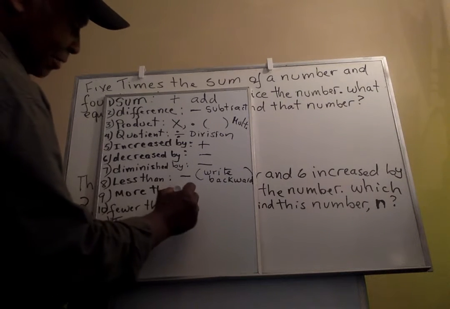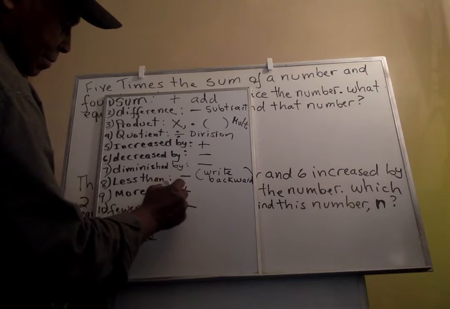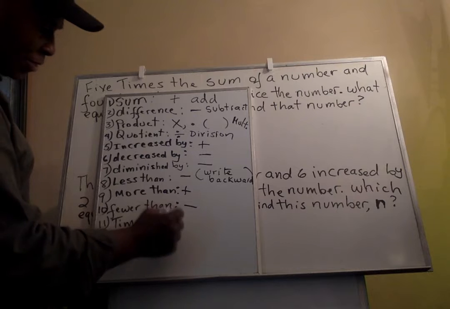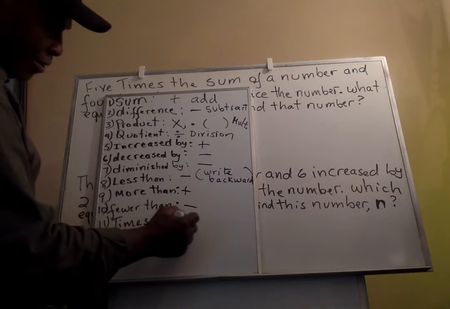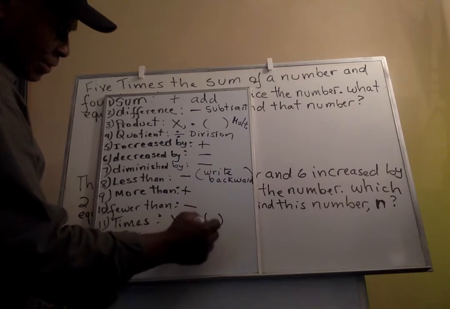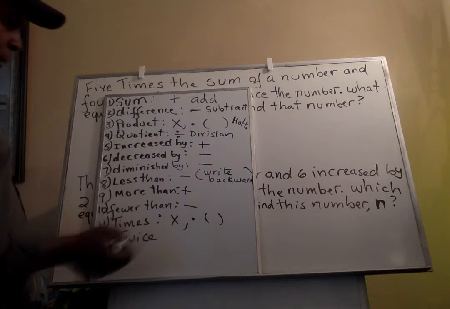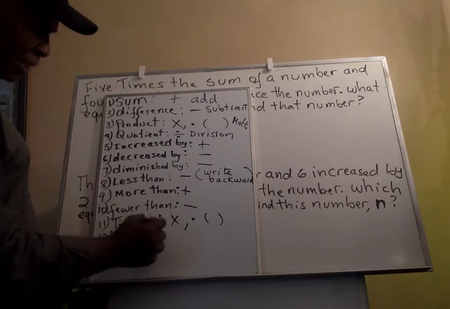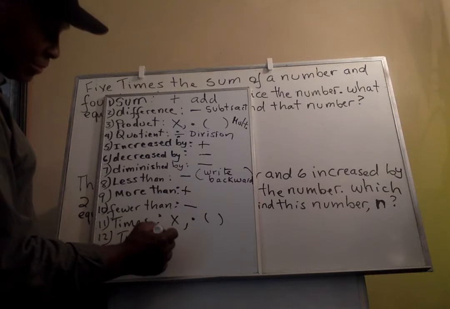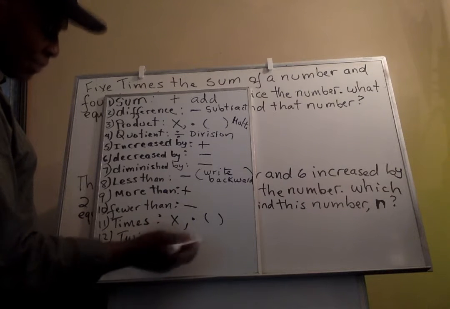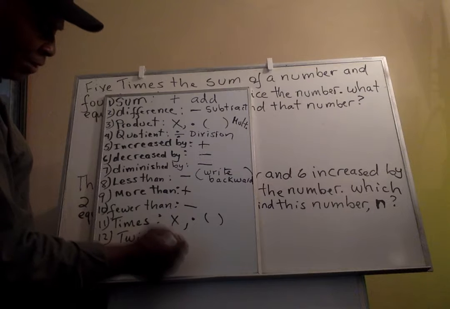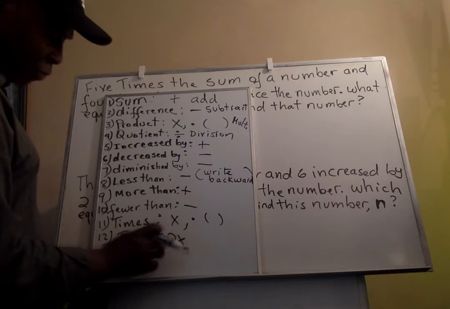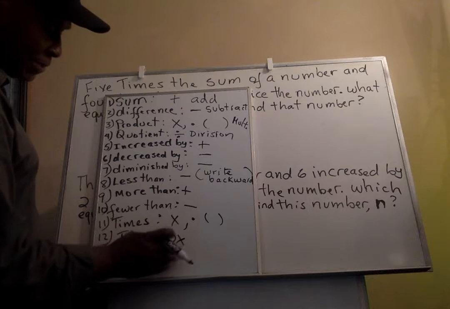More than, that's addition, plus. And times is multiplication. You know that. It's either this or a dot or parentheses. Twice is also multiplication, but it means two times. So twice a number means two times a number, which you don't know. So twice means two times.